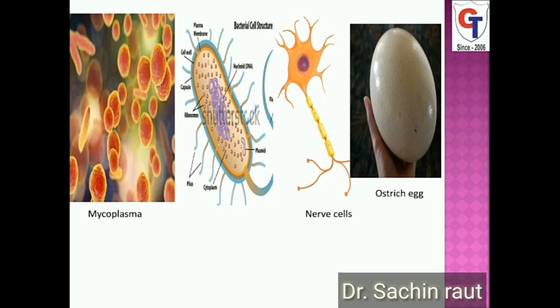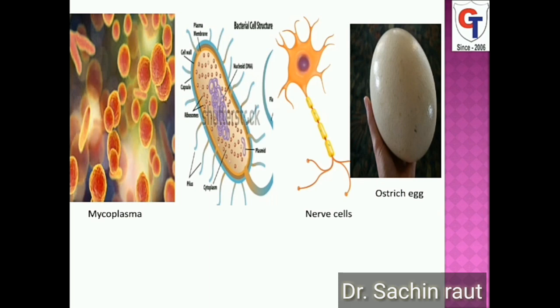Okay, so smallest cell कौन सा है, microplasm, तो 0.3 unimicron था. Bacterial cell, then nerve cell is the longest cell, while the largest cell is a ostrich egg. तो ये आपको different cell के structure आपको मैंने बताया.